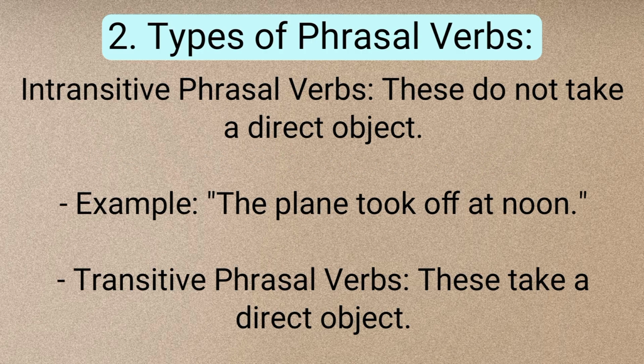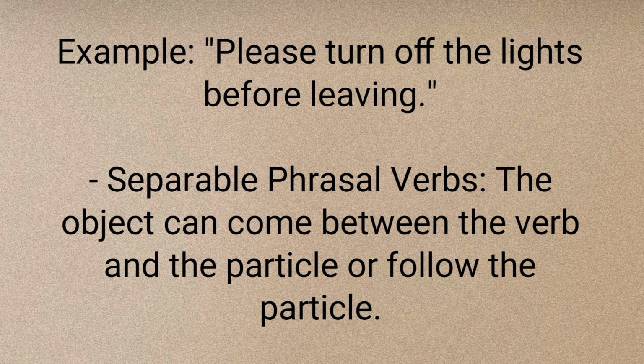2. Types of phrasal verbs. Intransitive phrasal verbs, these do not take a direct object. Example, the plane took off at noon. Transitive phrasal verbs, these take a direct object. Example, please turn off the lights before leaving.